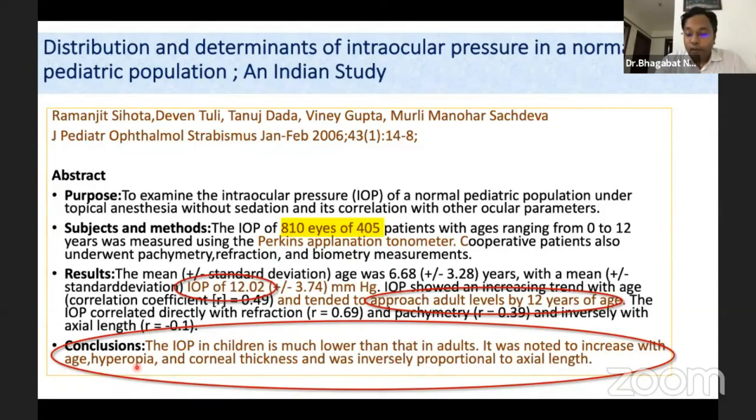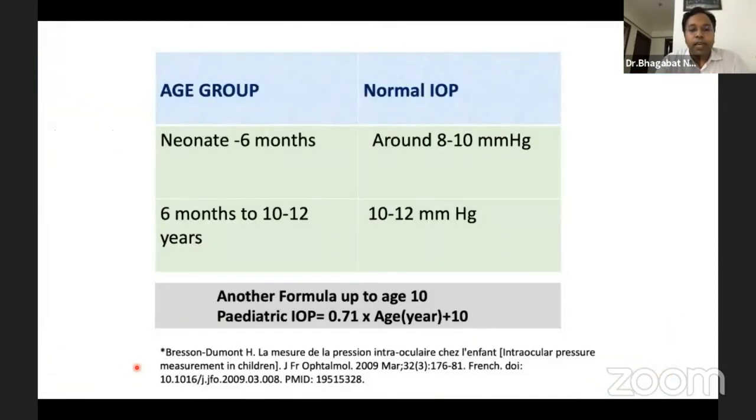But around 12, they found that IOP in such a large sample population of newborns up to 12 years. This was the largest study I found in the literature. So my conclusion is like this: neonate to 6 months, around 8 to 10, less than 10 I would say, and 6 months to 12 years, around 10 to 12 millimeters of mercury. And there is a formula I found in the literature, another formula up to age 10: 0.71 times age in years plus 10. That means if the age of the child is 3.